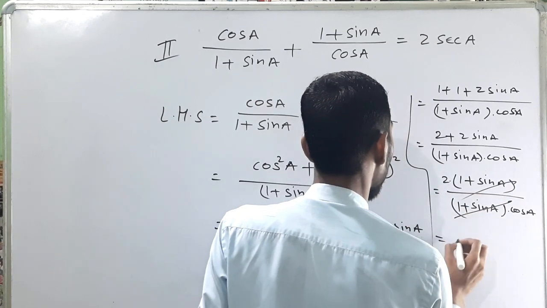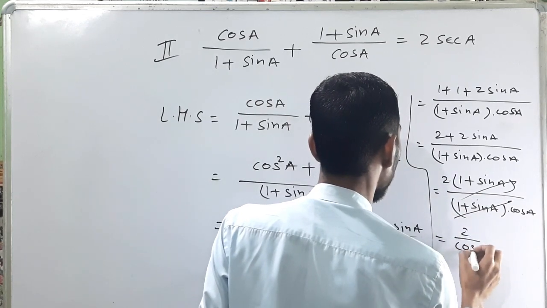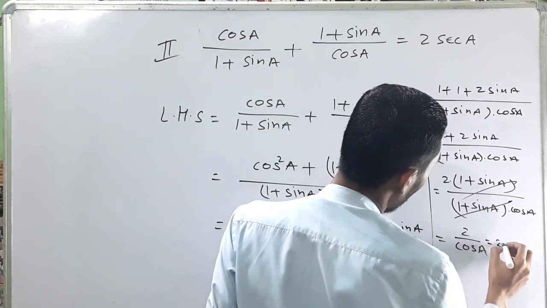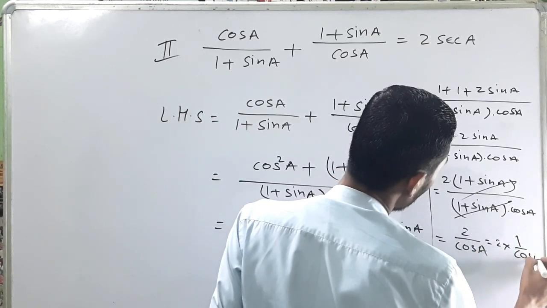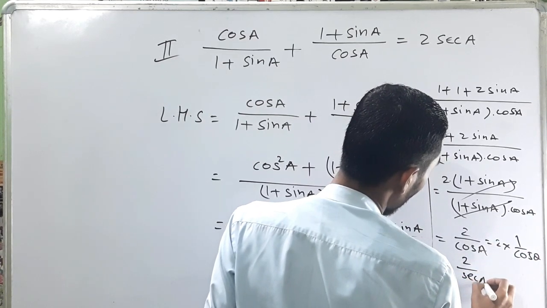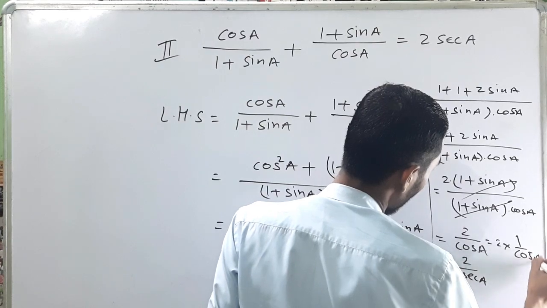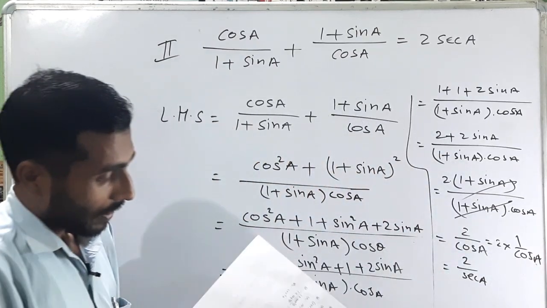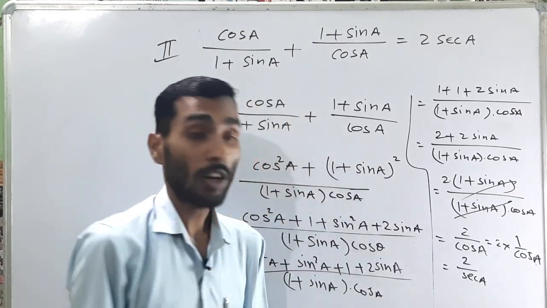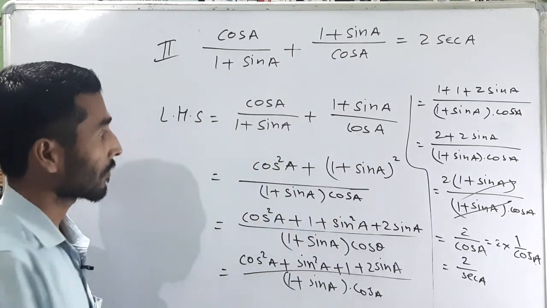and we can cancel out 1 plus sin A, leaving 2 by cos A, and we can write 2 into 1 by cos A, or we can just write 2 by sec A. So in this way it can be solved. Okay, now we'll see the next question.